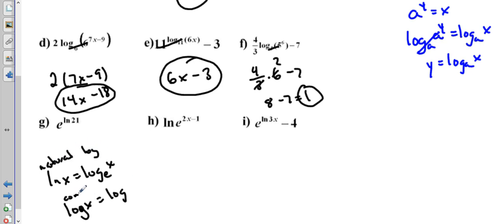This is known as the common log. I don't know why I was thinking of Star Trek whenever I hear common log. All right, so we have that right there.